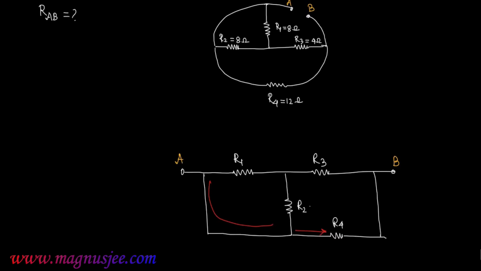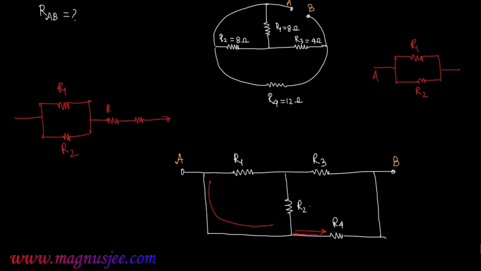R4 and R1 are connected by using a connecting wire. We can draw another modified circuit diagram of the given network. R1 and R2 are connected in parallel combination, and R3 is connected in series combination with the parallel combination of R1 and R2. And finally, the fourth resistance, R4, will be connected in parallel combination with the series combination of R1, R2 and R3.